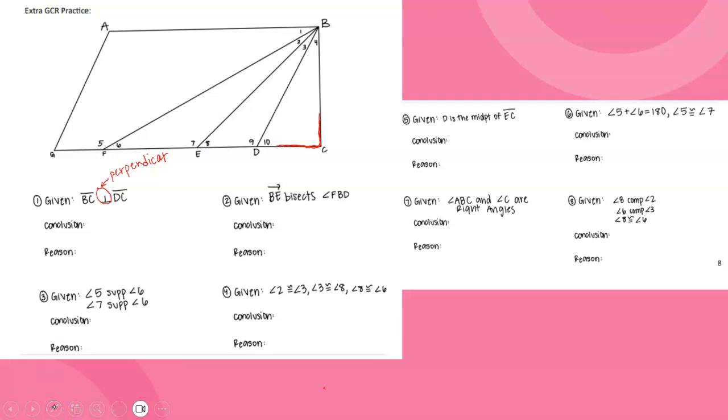So a student asked for help writing GCR proofs, and I'm going to use the extra GCR practice that's in your notes packet in order to talk through some GCRs. If this is helpful to you, please follow along. So on that page in your notes, which is 2.4a of your notes, you have a diagram, and then you have a whole bunch of givens.